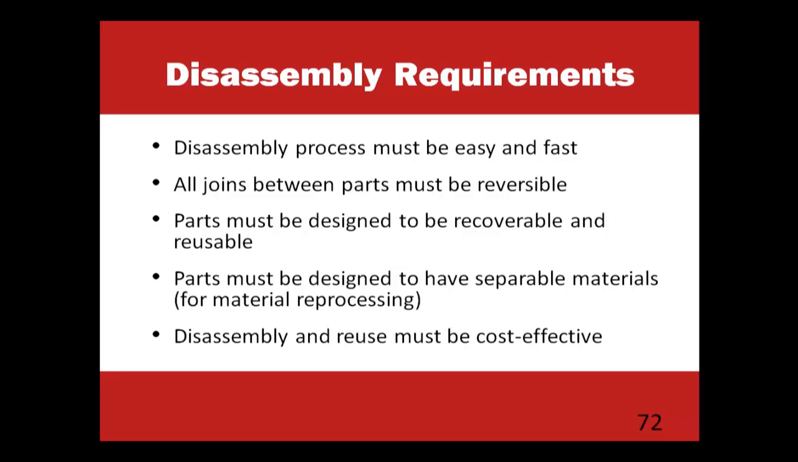So let's look at a few disassembly requirements. The disassembly process must be easy and fast. All joins between parts must be reversible. That will probably mean that parts would no longer be welded or riveted together. Parts must be designed to be recoverable and reusable. This is so that any part that can pass testing can be reused in new products. Parts must be designed to have separable materials for material reprocessing. This is so materials can be recovered with a minimum of waste. And finally, disassembly and reuse must be cost effective. There's a lot more detail about how this can work in my book.